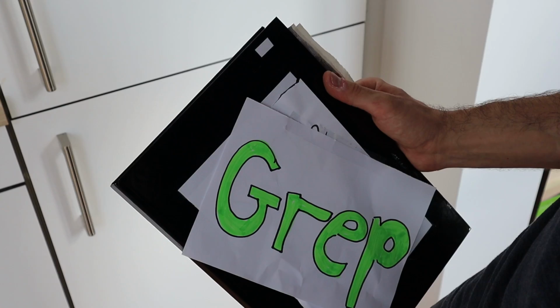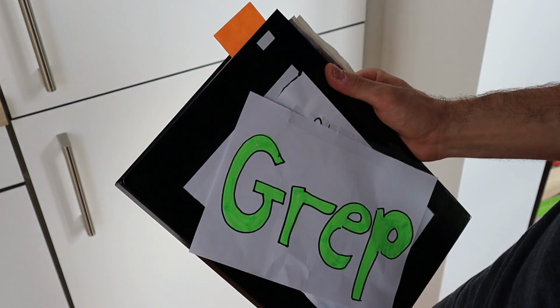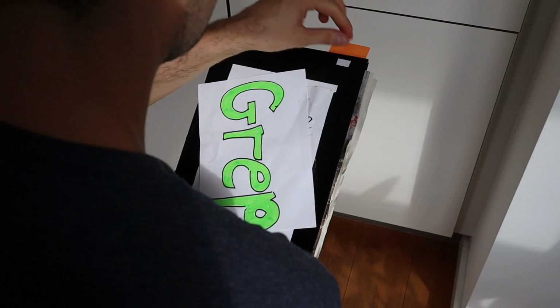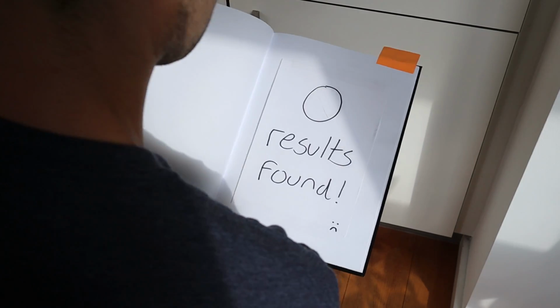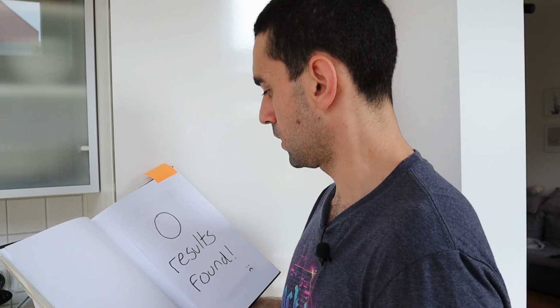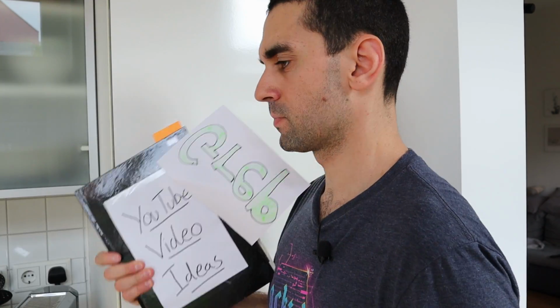Grep, help me filter for original YouTube video ideas. Whoa, it looked like it worked. Let's see what it's found. Well, this was an entire waste of time. I guess if there's no original YouTube video ideas, then I'm just gonna have to make a video on how to find in the terminal. Let's do this.